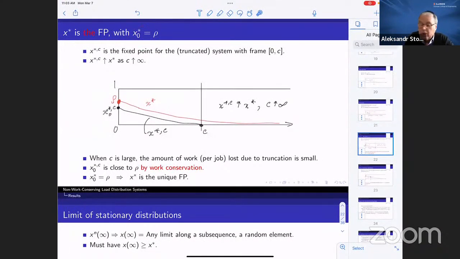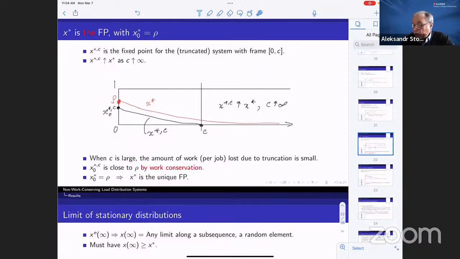Exactly the nominal load. And the way you do it is, in addition to my original system, I will look at a truncated system. Truncated system at level C, like shown here, is very simple. It's just like the original system, only any workload which goes above level C is clipped and thrown away. Okay. So you can show that for any truncation level, there will be some well-defined fixed point of the system, and now we call it this.